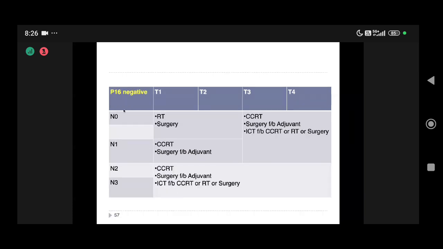When you talk about P16 negative tumors, it's only the very early stage patients who are treated with monotherapy. But as the nodal stage becomes N1 or the T stage goes higher, all these patients need to be treated with multimodality treatment, because this is the group of patients who do not do oncologically as well as P16 positive tumors. So you need to treat these patients with a stage appropriate treatment. It can be surgery followed by adjuvant therapy based on the final histopathology, or it could be upfront chemoradiation. So these are not the patients who are ideally treated with a monotherapy of radiation or surgery alone.